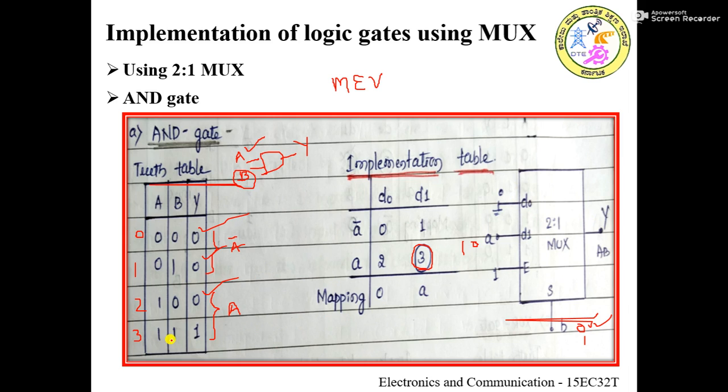And finally with both A and B with the values 1 and 1, B is 1 and A is also 1. With select line 1, the second line is selected. What is the content of A? 1. 1 will appear across output line Y, so the fourth combination is also verified. Like this, the AND gate's functionality is successfully implemented using the map entered variable method.